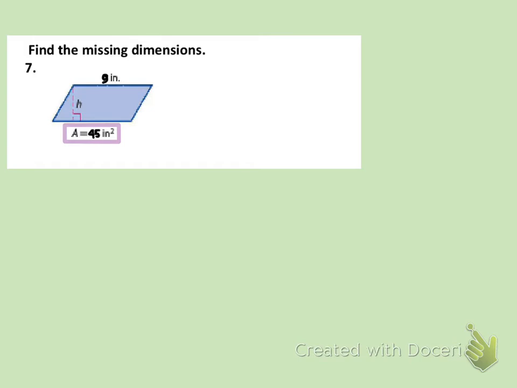So in this case, we have to find your height. If you notice, there's no height right there. It says find the missing dimension. What are we solving for? The height. Okay, so our step 1 is still the same. We're still going to write our formula here.